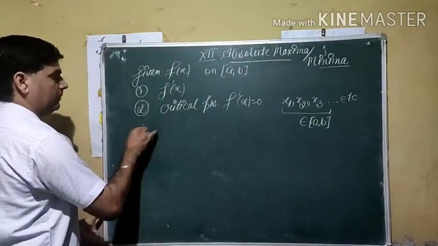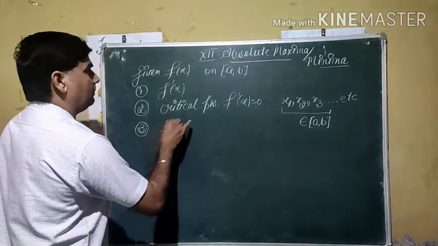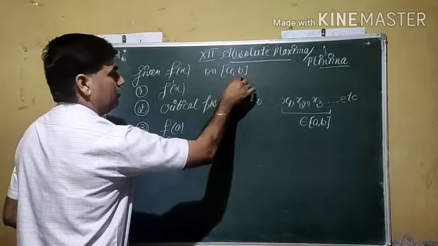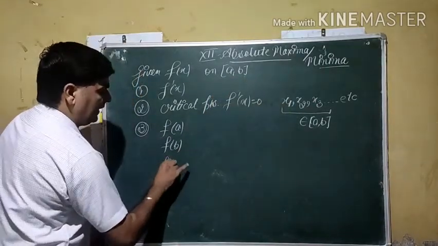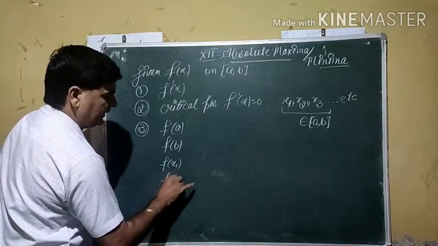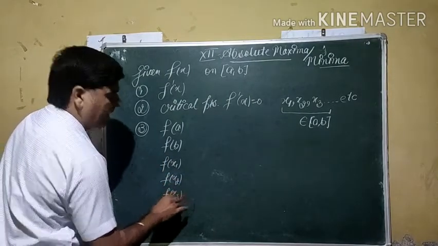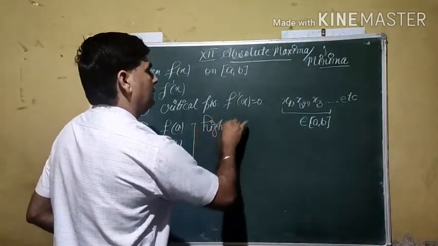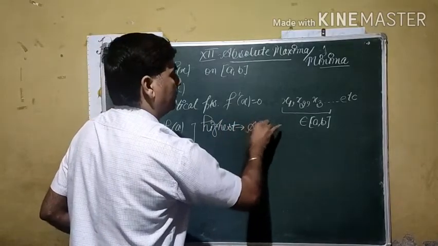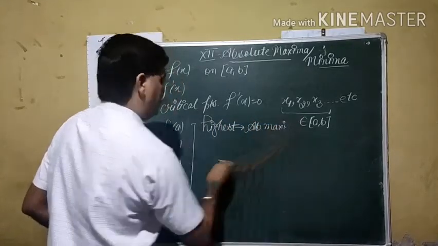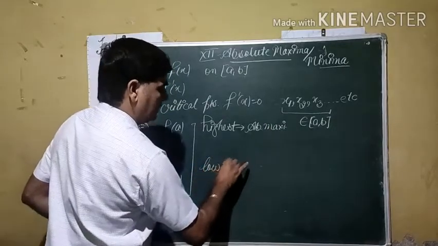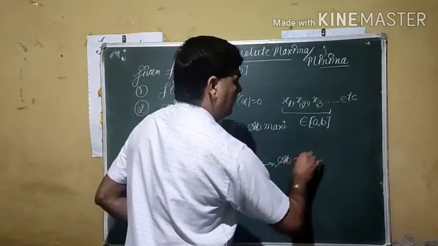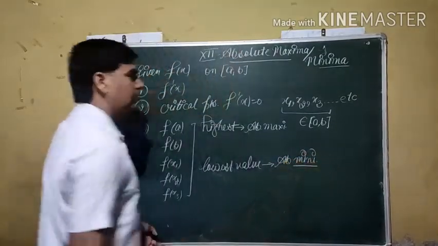Then, third step, we substitute values one by one: first the corners of the interval when it is closed, and the values which lie inside the interval. Suppose all values lie inside the interval, then we use all of them. From these values, the highest value is known as absolute maxima, and the lowest value of all of these is known as absolute minima. Like this we have to apply it.